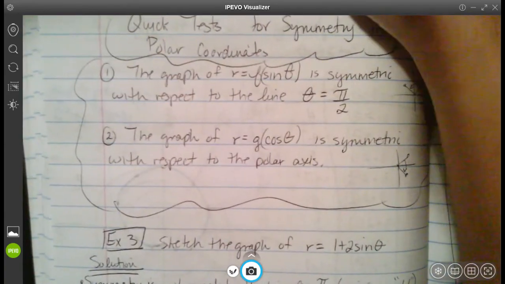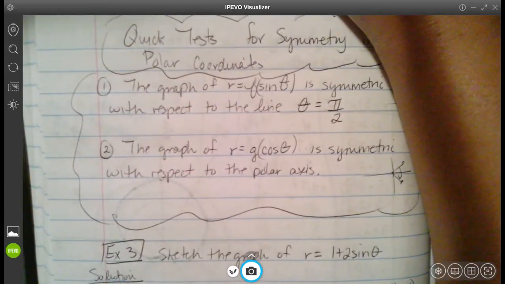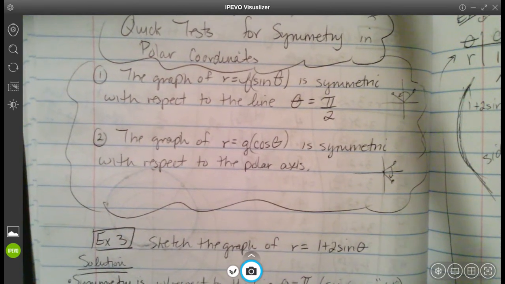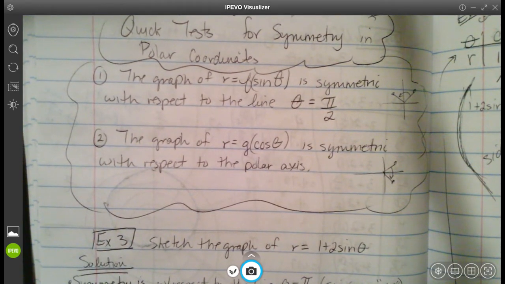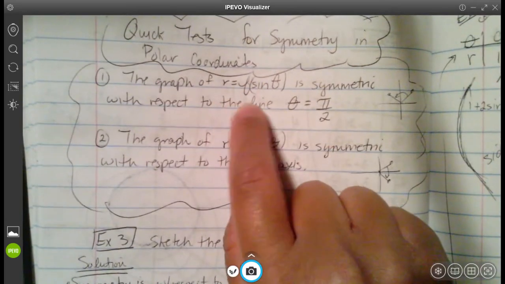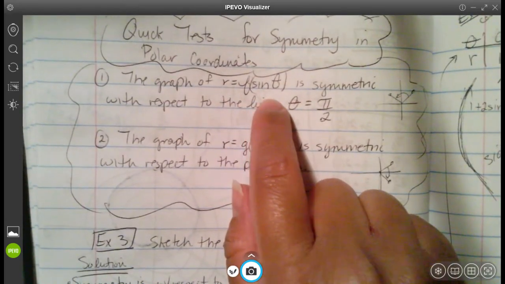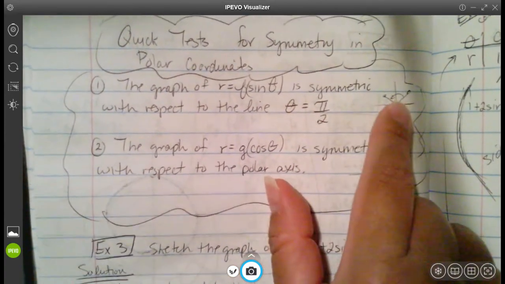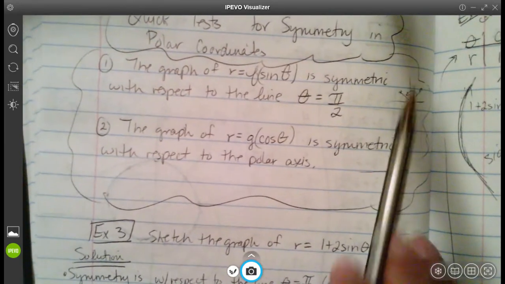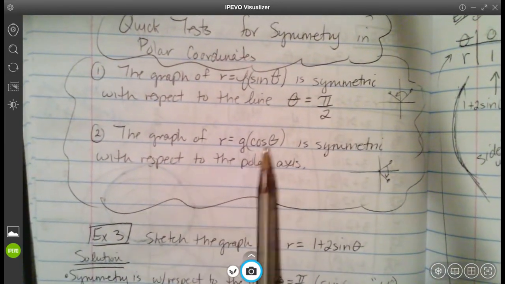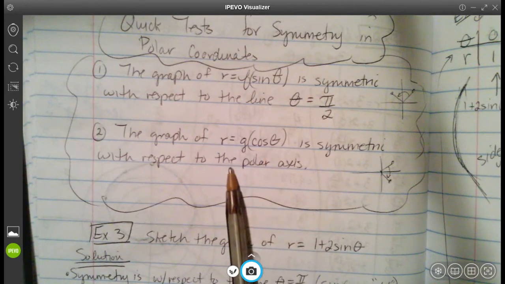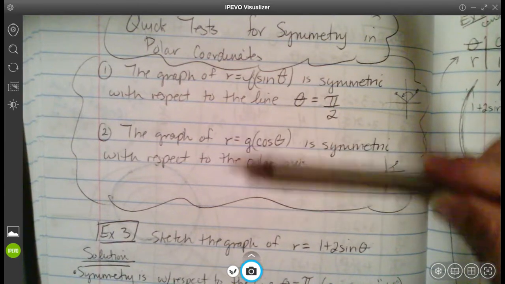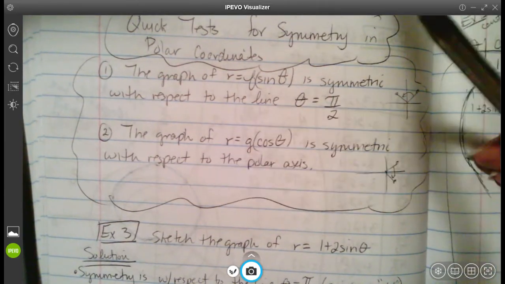Couple more things. And I did mention this earlier, I said there's another way to check the symmetry, and that was kind of what I mentioned with sine and cosine. We have some quick tests for symmetry. Basically, if you have a sine thing going on, so r is equal to some function in terms of sine, it's symmetric to the line theta equals pi over 2. So kind of what you saw here, where you have a reflection over the vertical axis. Okay. If it's a cosine type of function, then it's symmetric with respect to the polar axis, which means we're going to have a reflection over the horizontal axis, so to speak.